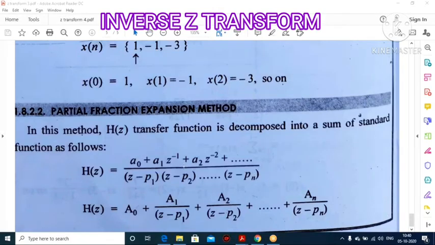Now this expression can be rearranged like this. The first factor term is a naught, take it outside: a naught plus a1 by z minus p1 plus a2 by z minus p2 plus an by z minus pn. Your format may be like this. That is the partial fraction expansion method. That is, our given X of z can be decomposed into a sum of standard functions, right? So this is the partial fraction. Now let's see how to solve this partial fraction problem.